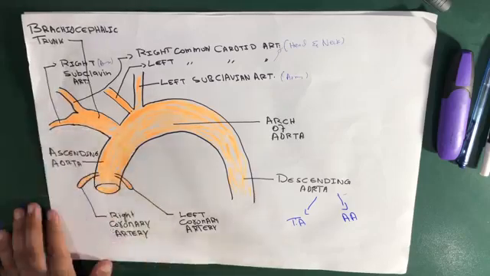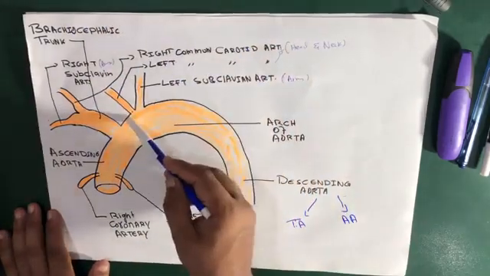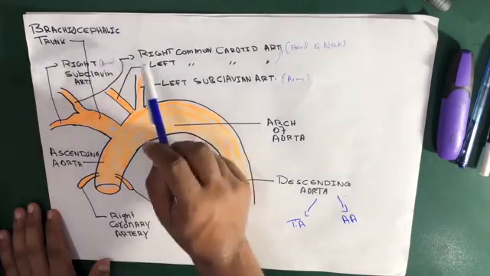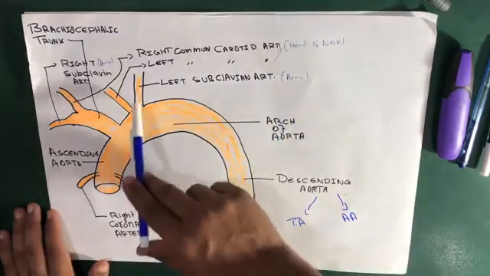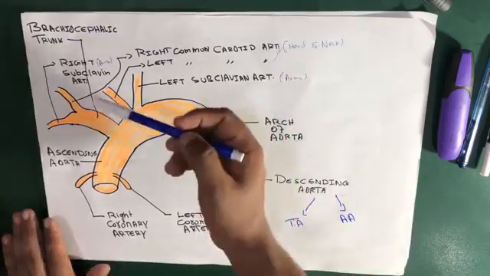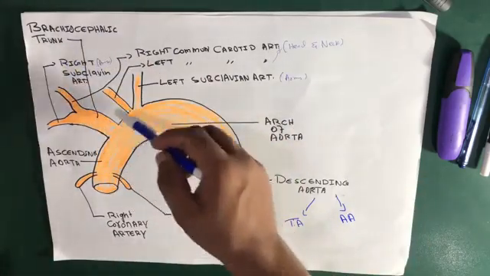The first main branch is the brachiocephalic trunk, or we can also say the brachiocephalic artery. The second branch is the left common carotid artery, and the third one is the left subclavian artery. Let's start with the brachiocephalic trunk.